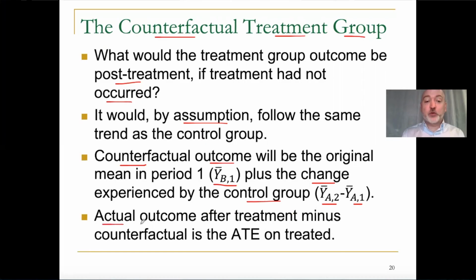So the actual outcome that was experienced by the treatment group, Y bar sub B2, right, after treatment, minus what our counterfactual is, their starting point plus the growth experienced by the control group, that gap will be another way to get our average treatment effect.